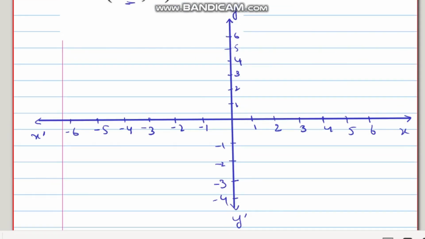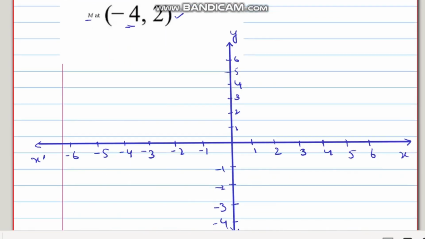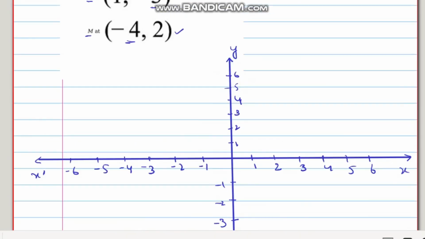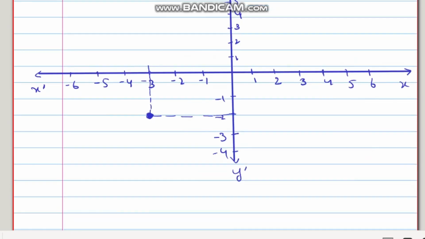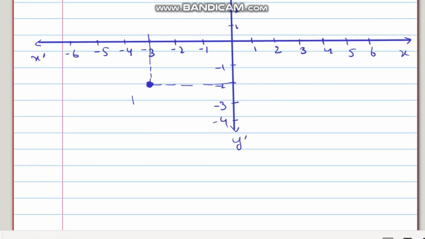Okay, now first of all, plot the point J. Where does J lie? J is (-3, -2). The -3 means x is -3 and y is -2. So it will come below. So it lies here, and this is our point. Okay, please, which point is this? This is the point J. This is the point J.